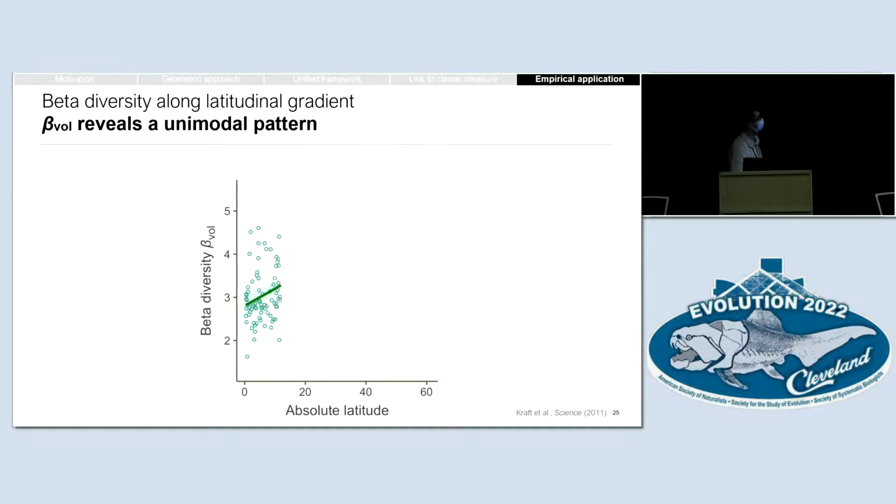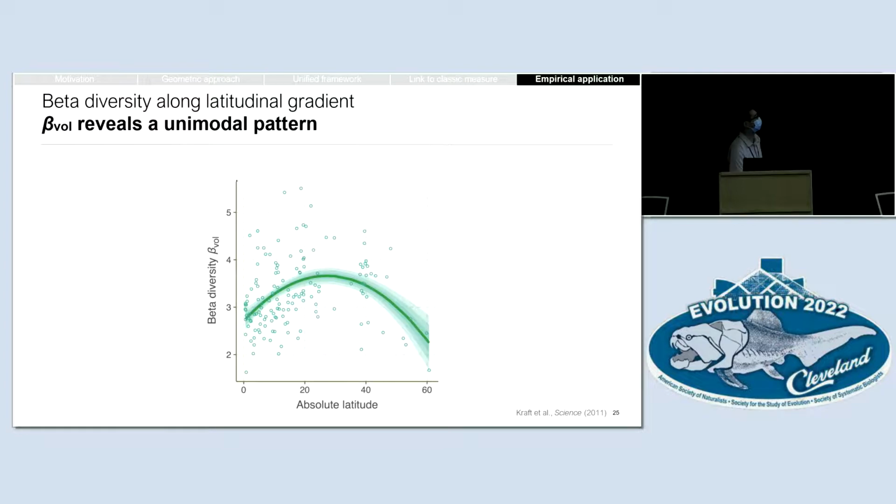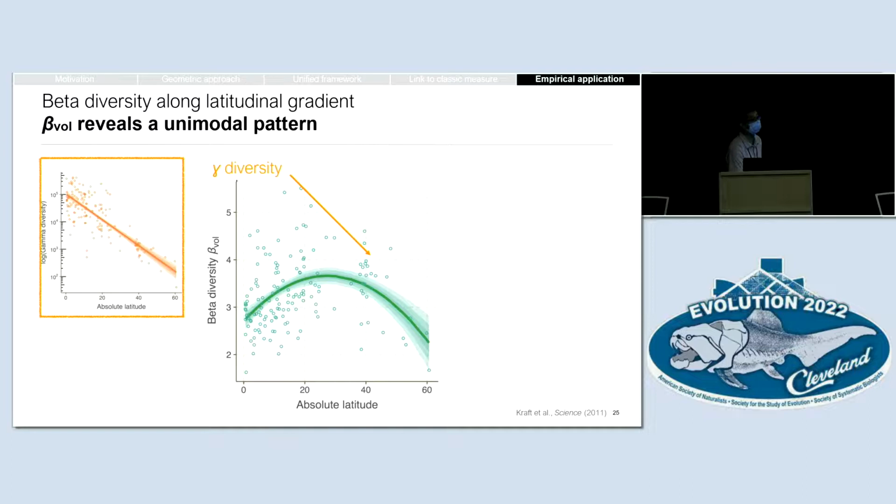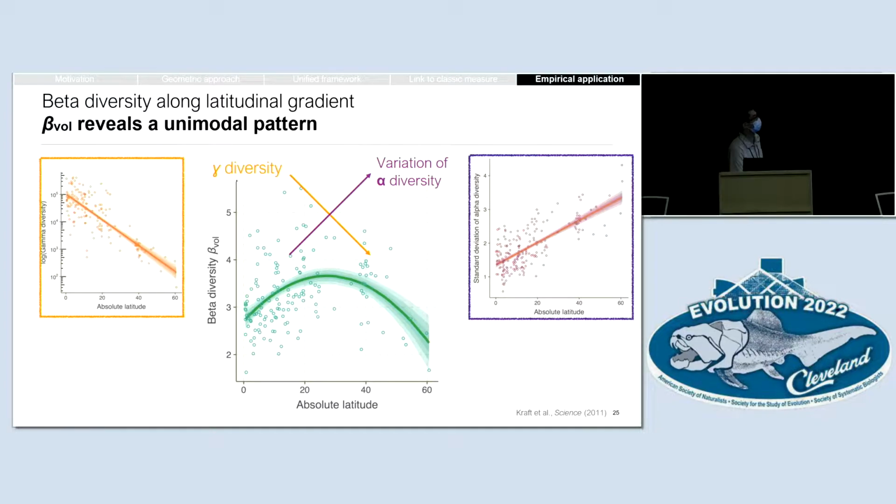And this is how it goes in our measure. Again, the x-axis is absolute latitude, y is our biodiversity measure, and each point is a plot. This is a unimodal pattern we see, and we know exactly why. The decrease along higher absolute latitude is driven by the exponential decrease of the gamma diversity that we observe here, while the initial increase of biodiversity at lower latitude is driven by the increasing variation of alpha diversity in these plots, which have been largely ignored in previous studies.